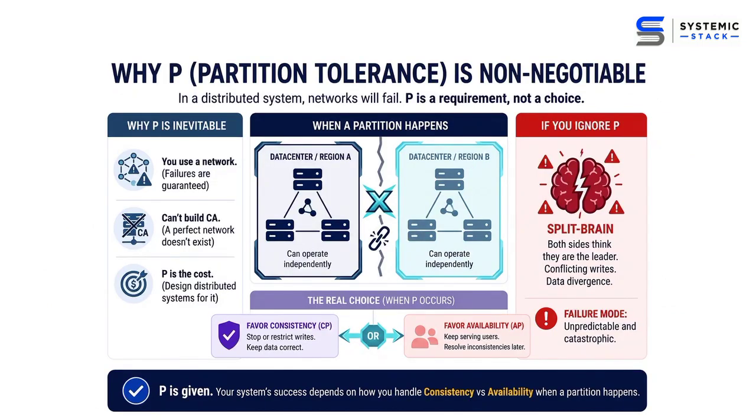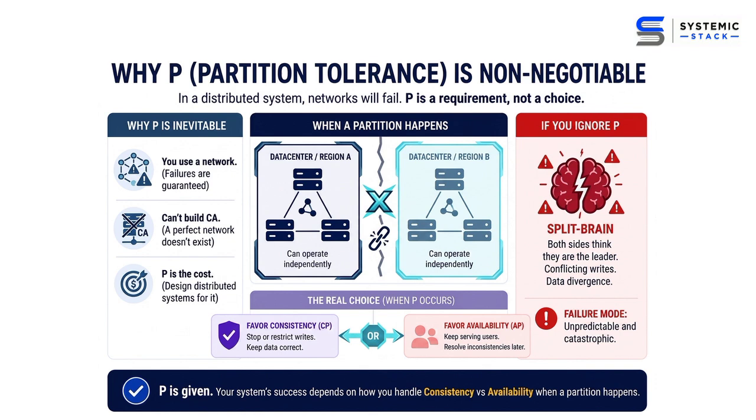So, why do we say P is non-negotiable? Well, if you're building a distributed system, you're inherently using a network, and networks are statistically guaranteed to fail at some point. This is why you can't actually choose a CA system for a distributed environment. What matters here is that if you try to ignore P, you're designing for a fantasy world. When a real-world partition hits a system that hasn't planned for it, the failure mode is often a split-brain scenario where two different parts of your system think they're the master and start writing conflicting data.